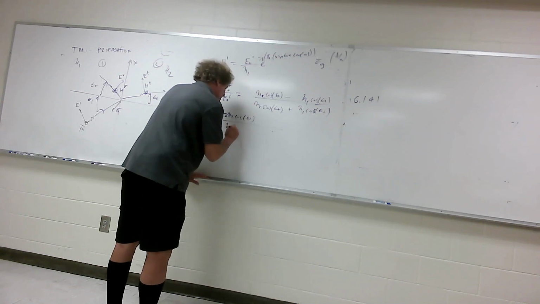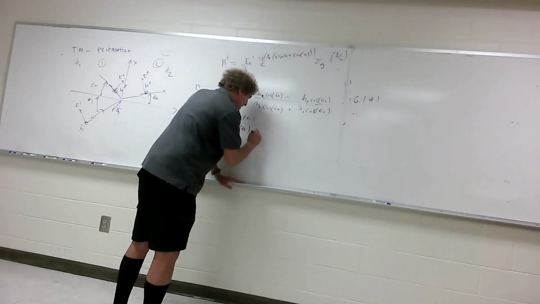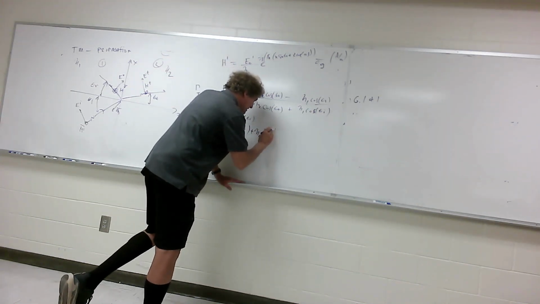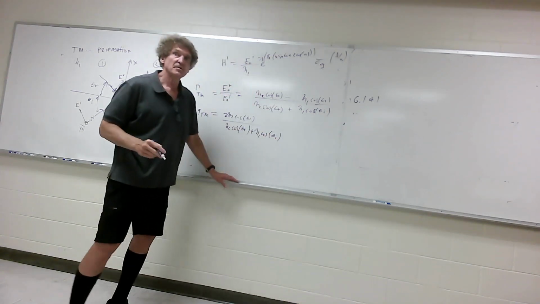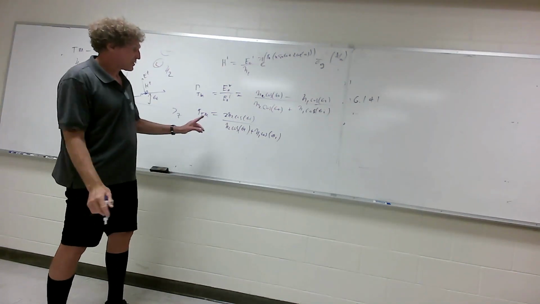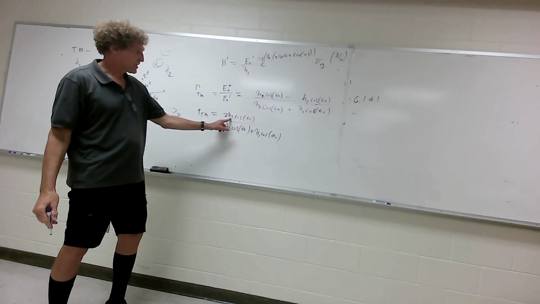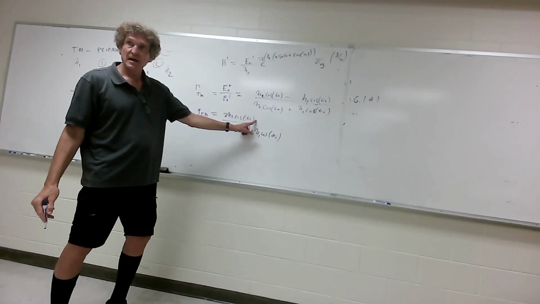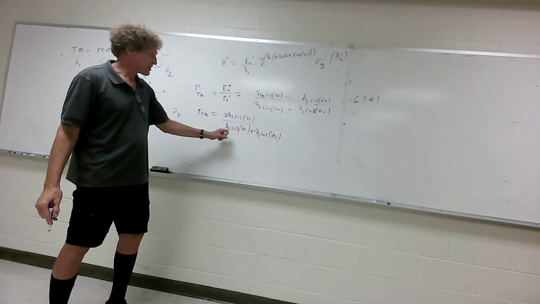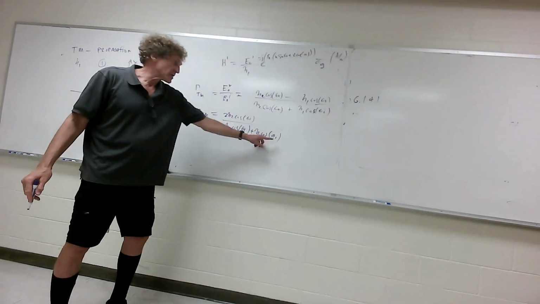eta 2 cosine of theta transmitted plus eta 1 cosine theta incident. Now, you've got your book open, it looks like. I want you to notice one thing. Can you see this for the transmission coefficient? It's 2 eta 2, and there's a cosine of theta incident here. You see that? And then down here it is eta 2 cosine of theta transmitted. Can you see that?